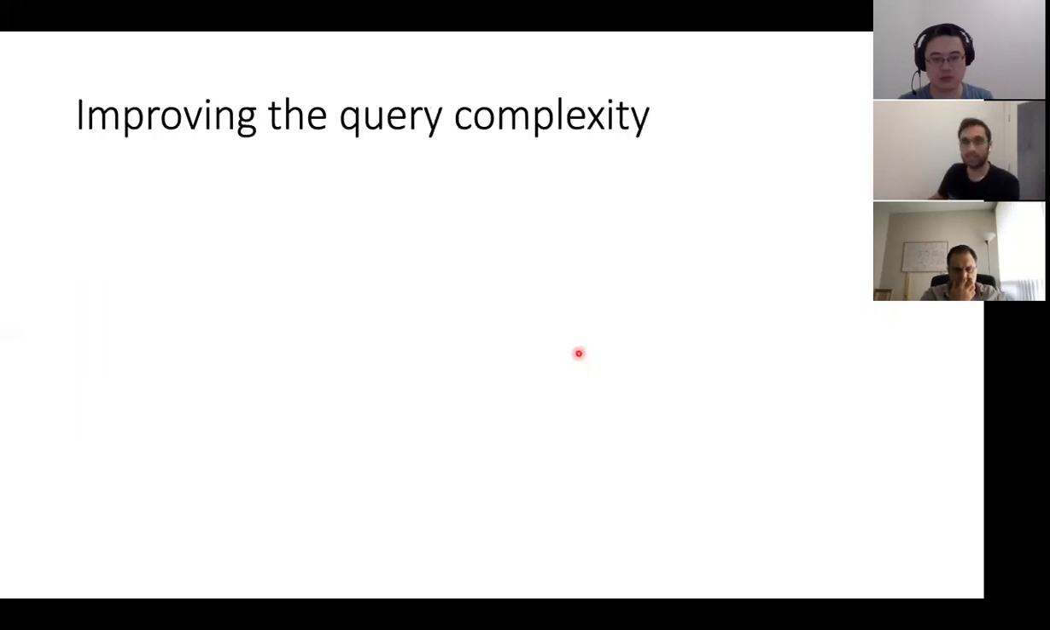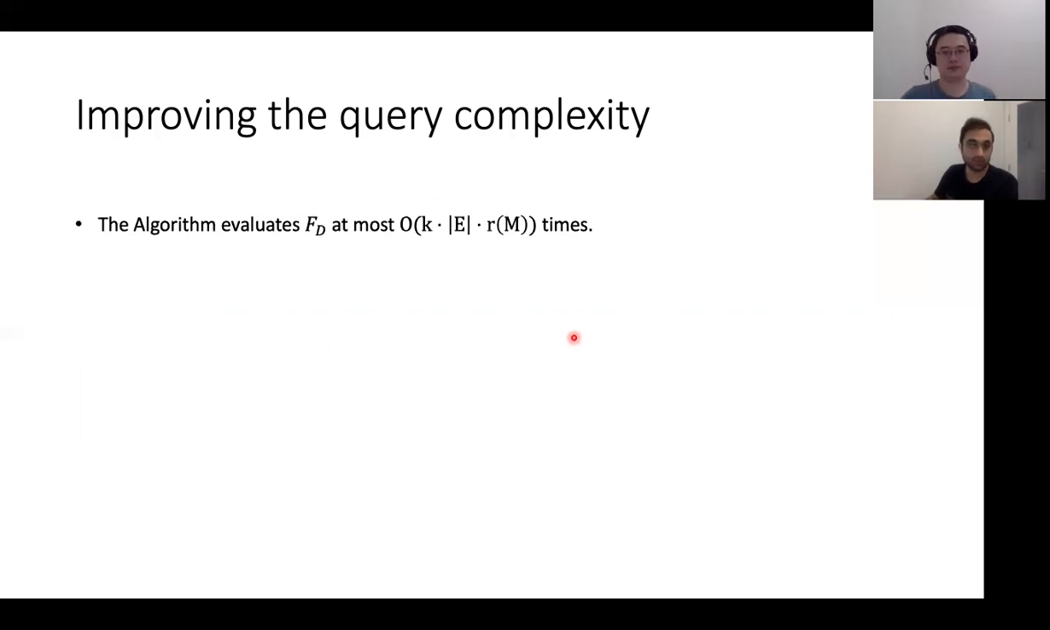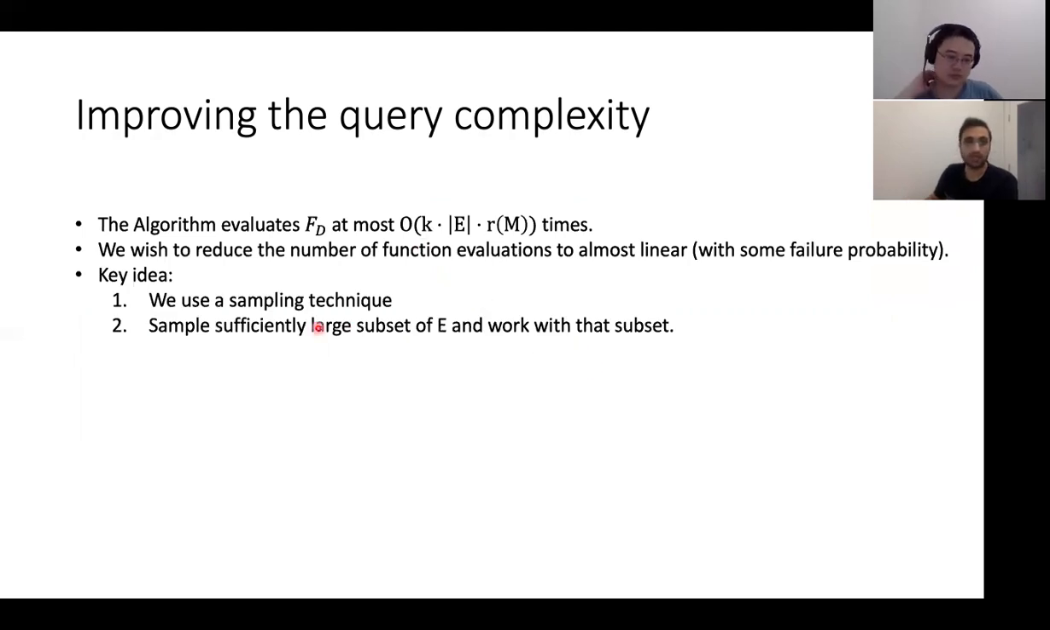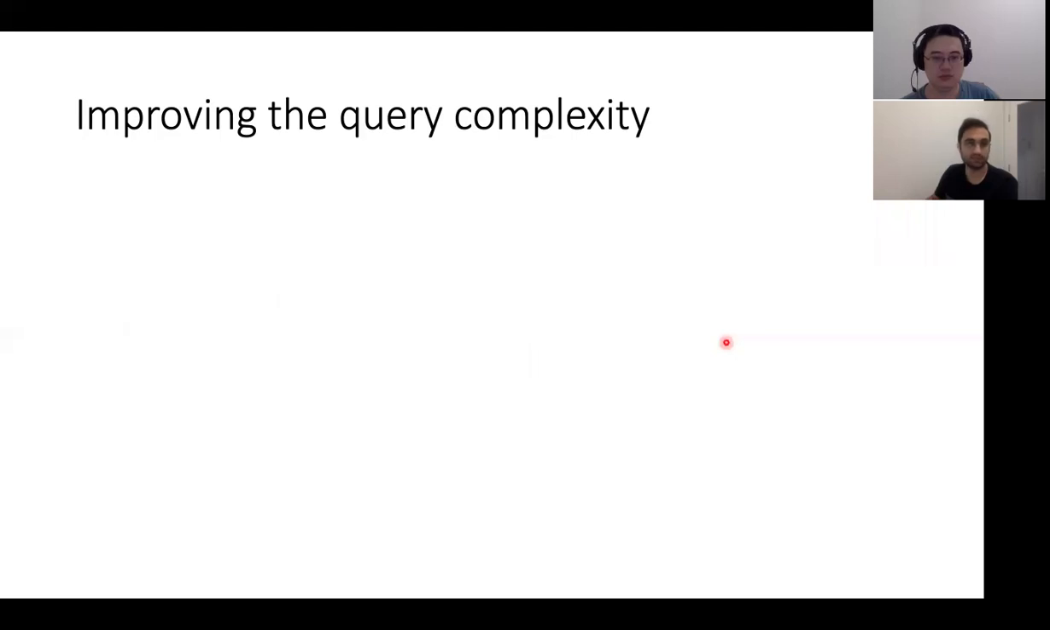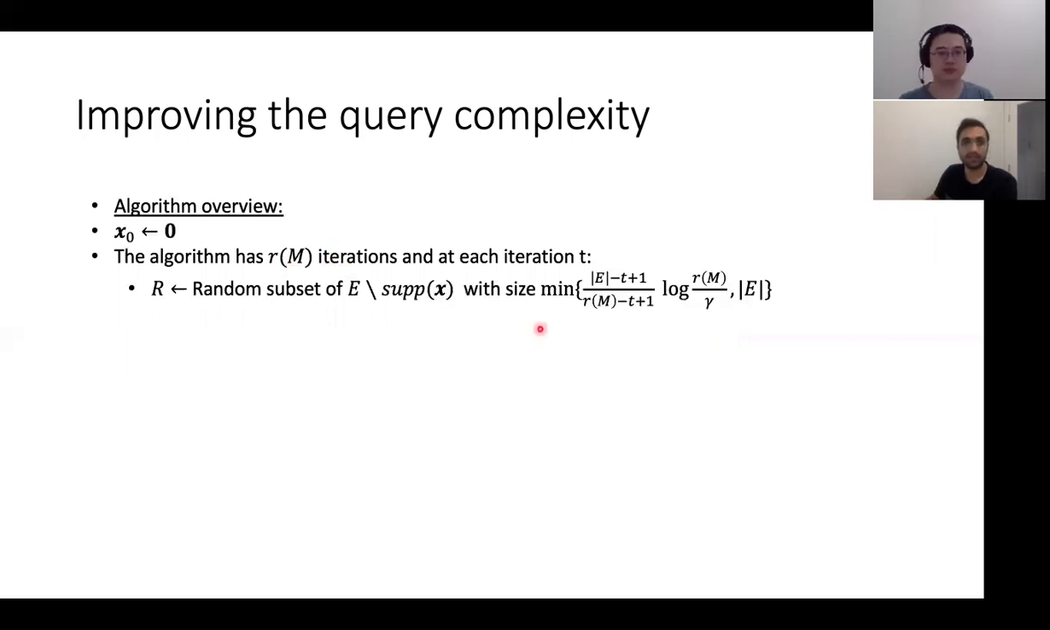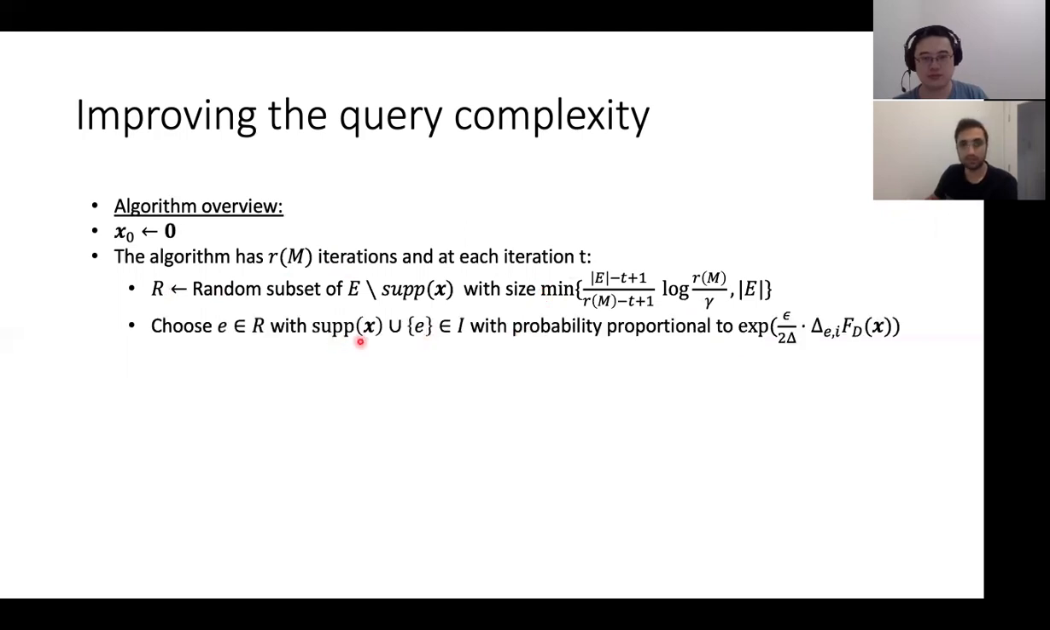Now, once again, we don't need to look at all the possible elements. We can use sampling techniques to improve the time complexity of the algorithm. The idea is we sample a sufficiently large subset of elements and work with that subset. Let me give you an overview of the algorithm. Once again, we have Rm iterations, and at each iteration we sample a random subset of this size. Then we choose an element from that random subset with probability proportional to its marginal gain, using the exponential mechanism. And then we add that element to the set and go on.